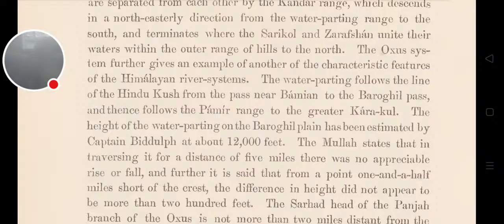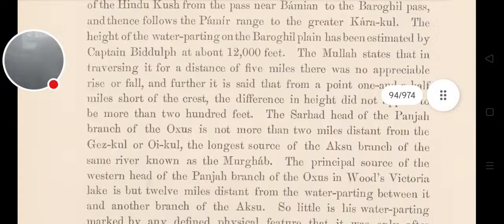The height of the water parting on the Bharogil plain has been estimated by Captain Biddulph at about 12,000 feet. The mullah states that in traversing it for a distance of 5 miles, there was no appreciable rise or fall, and further it is said that from a point 1.5 miles short of the crest, the difference in height did not appear to be more than 200 feet.